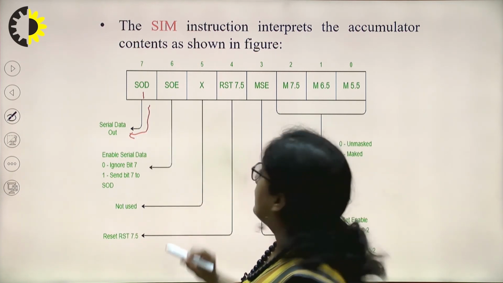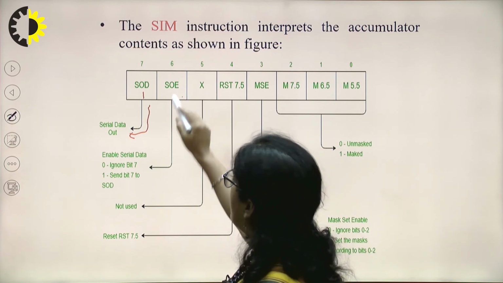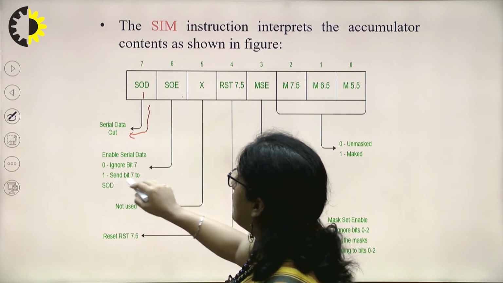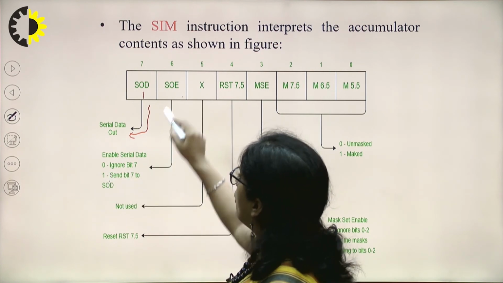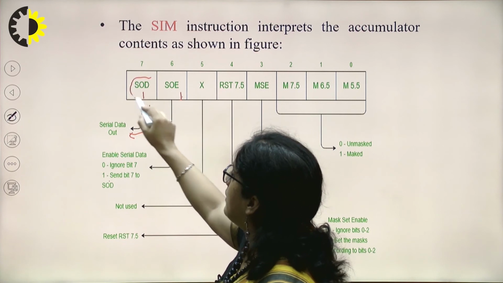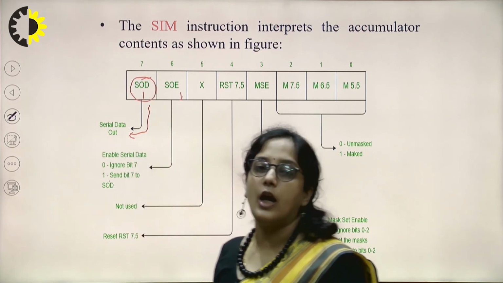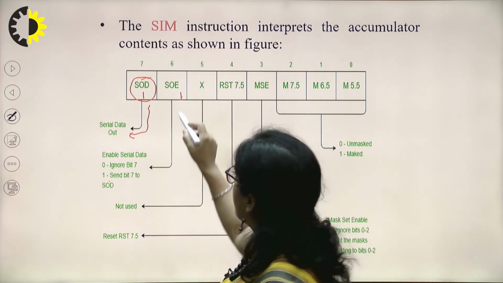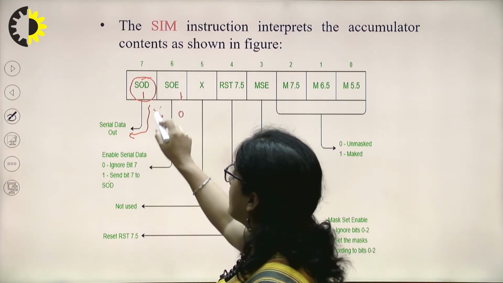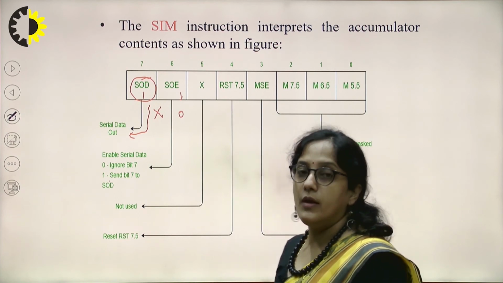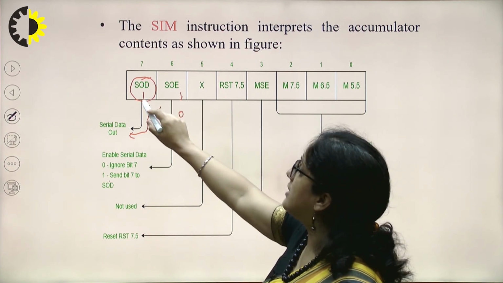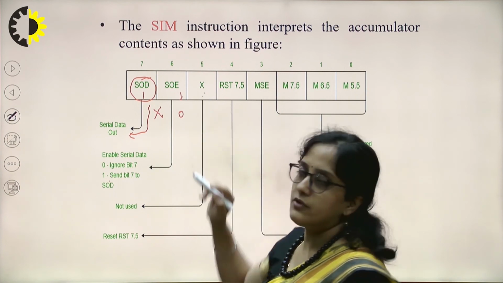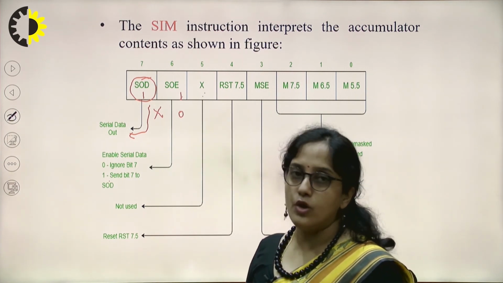And SOE is the line that enables serial data. So if this bit is 1, only then is this data output, or you can say it is transferred on the serial line. If this bit is 0, then it will ignore the SOD. So we have to set the data here and the enabling bit here. This is the don't care condition. X stands for don't care. Either we can use 0 or 1.